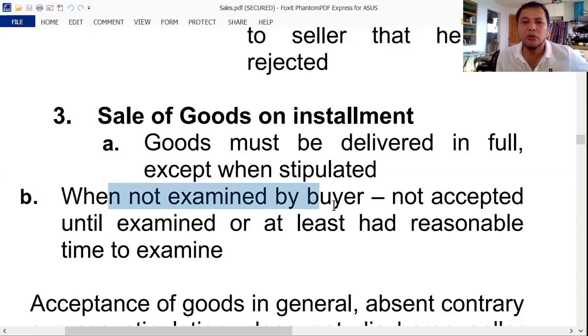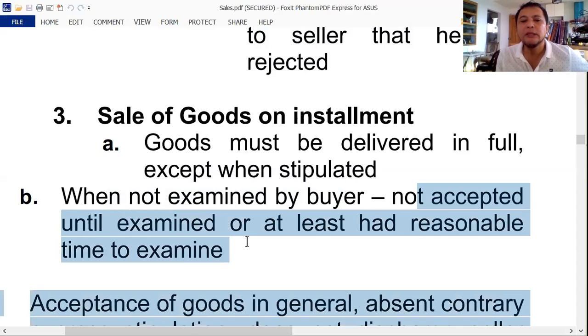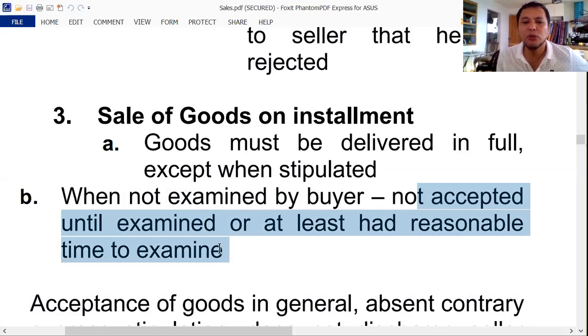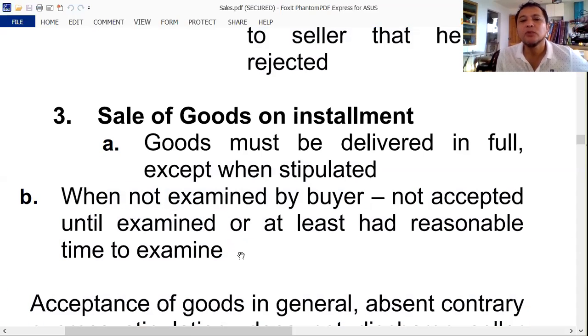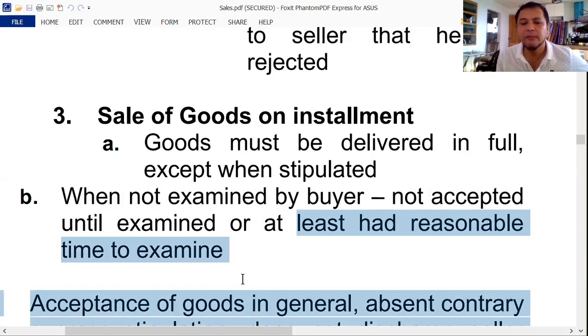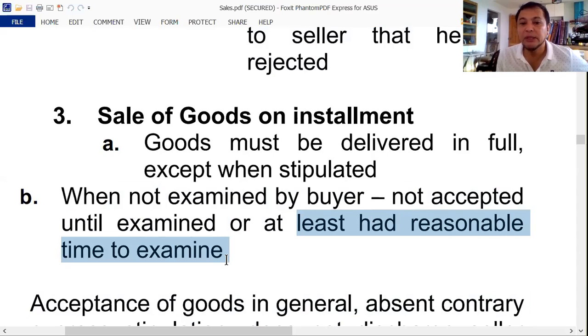So when the goods are not examined by the buyer, it is deemed as not accepted until it is examined, or at least had reasonable time to examine. So the goods are delivered in full, payment is by installment, but not examined by the buyer. According to the law, it is deemed as not accepted until the examination was made, or until a reasonable time to examine has elapsed.